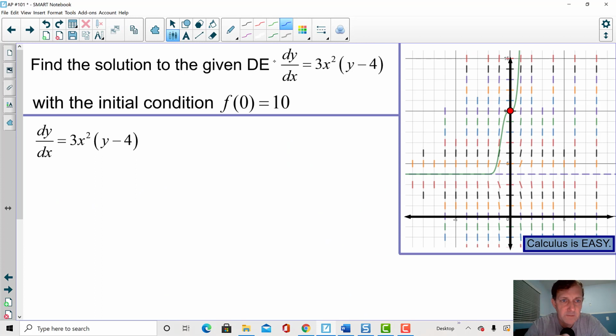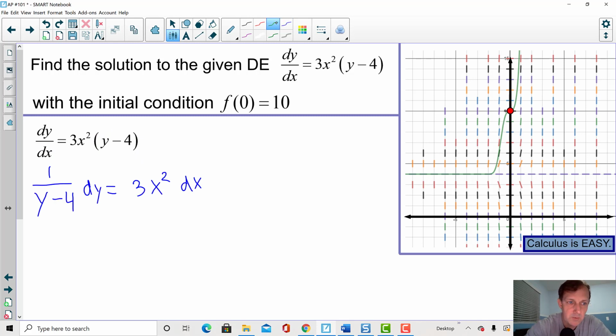All right, we're trying to find the solution to this differential equation with the initial condition of (0, 10). So again, the first thing we want to do is separate all the x's and all the y's. So you multiply both sides by dx, and we have to divide both sides by y minus 4. There we go. Now we can do the integral of both sides.